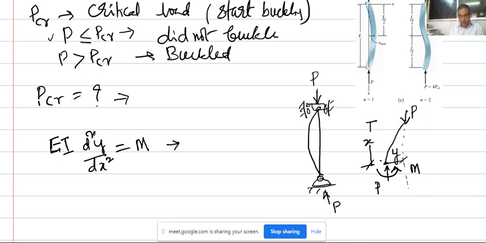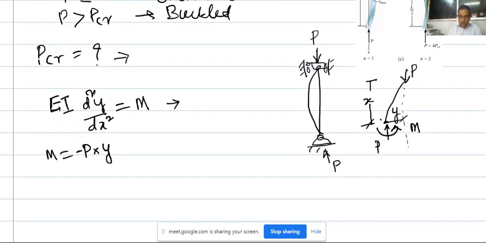The moment is nothing but the load applied, P, into y, the distance it got deformed laterally, and the moment being anti-clockwise is a minus value. This is the differential equation, M over EI, the fundamental equation of the moment and curvature.